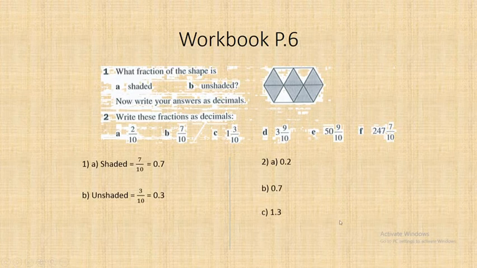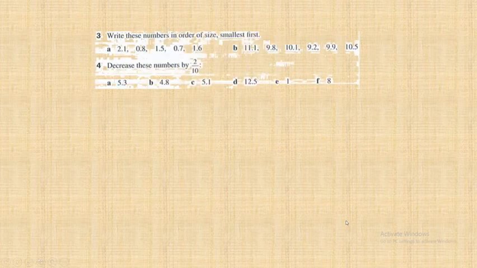Okay, question number D is 3 and 9 over 10. What do you think? Exactly, it's going to be 3.9. And here, question number E, it's 50.9. And question number F is going to be 247.7.